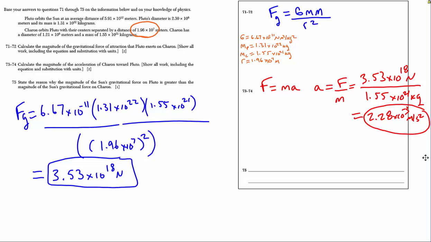State the reason why the magnitude of the Sun's gravitational force on Pluto is greater than that of the magnitude of the Sun's gravitational force on Charon. What's the reason why the Sun is going to pull Pluto more? Well, the only factor that's really going to be different is the mass. If you look at the mass of Pluto, it's a factor of 10 larger. Therefore, it is indeed going to have a greater pull towards the Sun. So pretty much, you've got to use the word mass. Pluto has more mass. Don't say larger, because larger doesn't necessarily imply mass. It could just mean more volume. So please use the words Pluto has more mass.